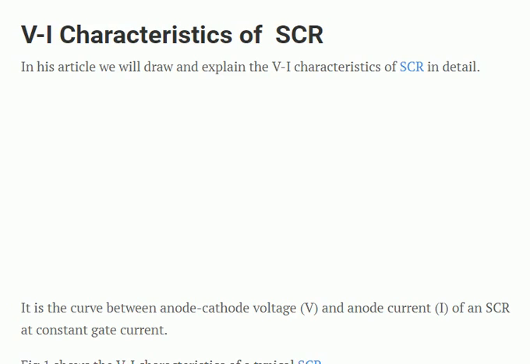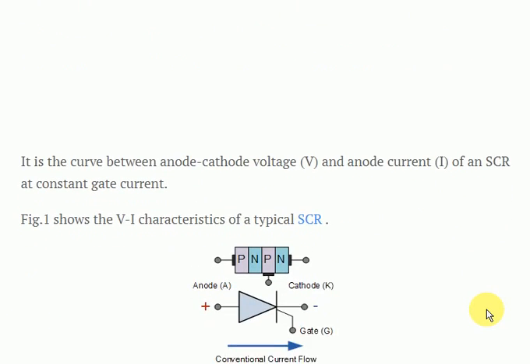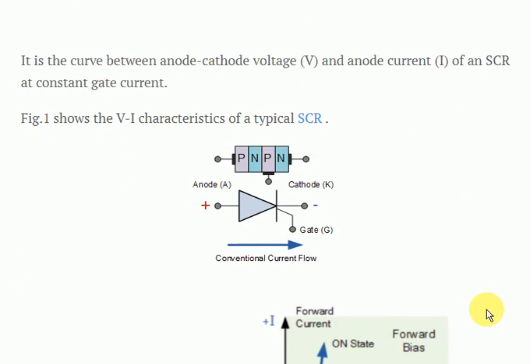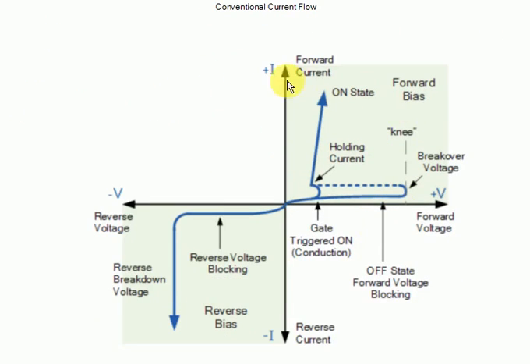The VI characteristic is the curve between anode and cathode voltage V and anode current I of the SCR at constant gate current. This is the VI characteristic of a typical SCR, and this is the symbol of an SCR, a PNPN device, which we have already studied. This is the graph of the VI characteristics.